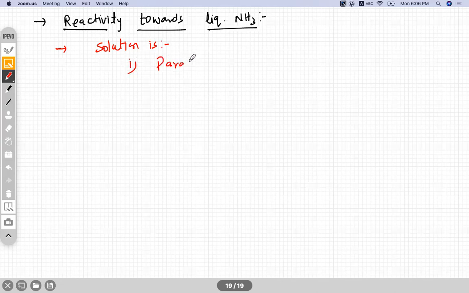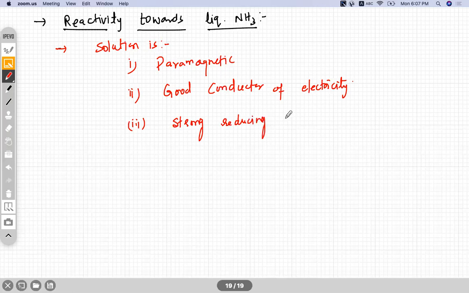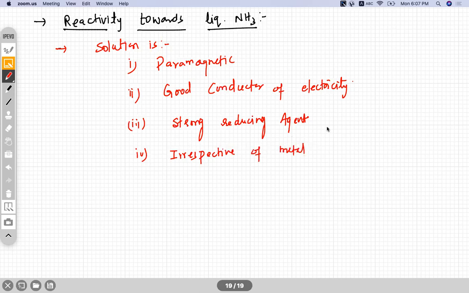The solution is paramagnetic, a good conductor of electricity, and a strong reducing agent. And irrespective of the metal, the color of the solution is blue.